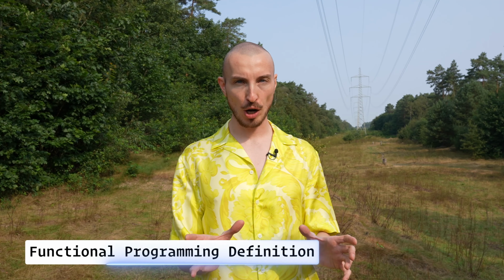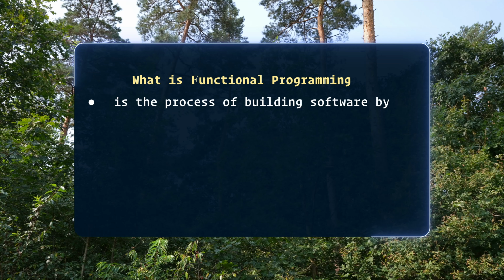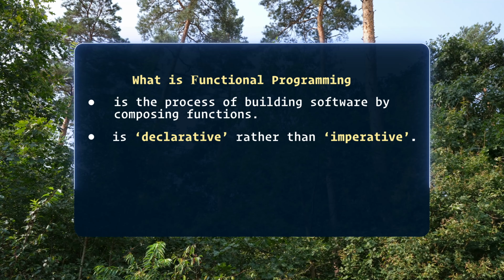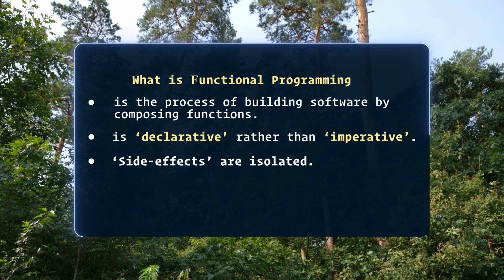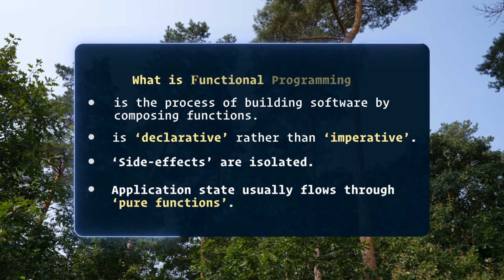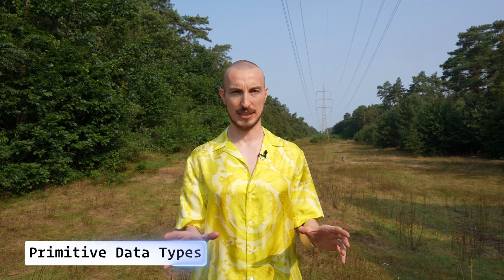If you look up functional programming online, you might quickly get lost in academic lingo. If you're lucky, you find some kind of simple definition like this. Functional programming is the process of building software by composing functions. Functional programming is declarative rather than imperative. Side effects are isolated. An application state usually flows through pure functions. You can relax because we're going to explain all of these terms in detail, starting with primitives.